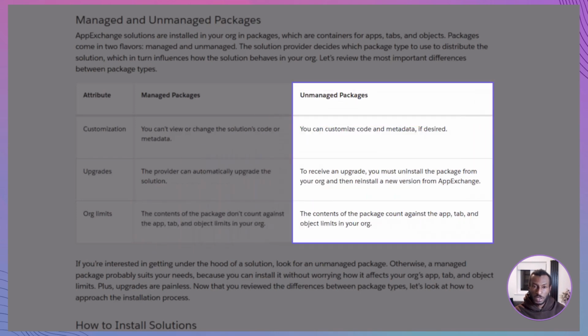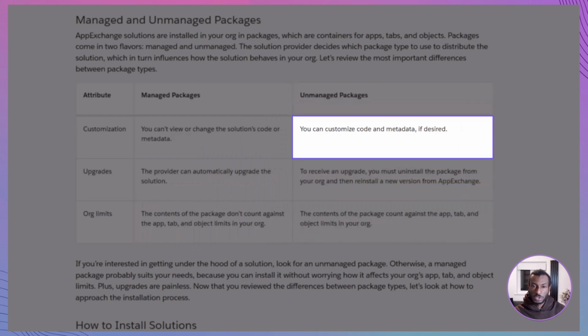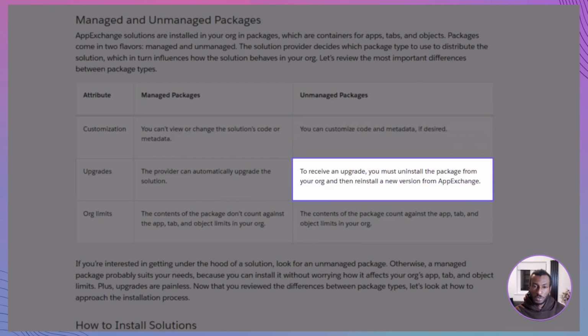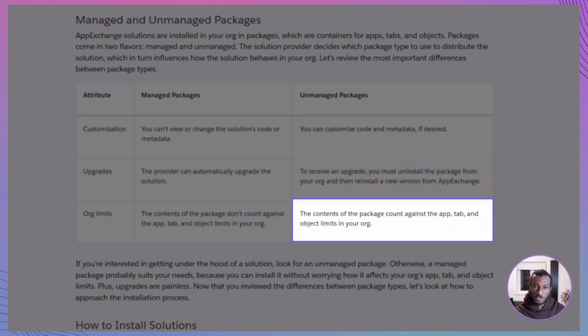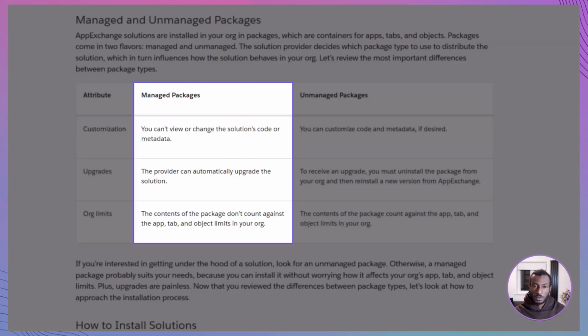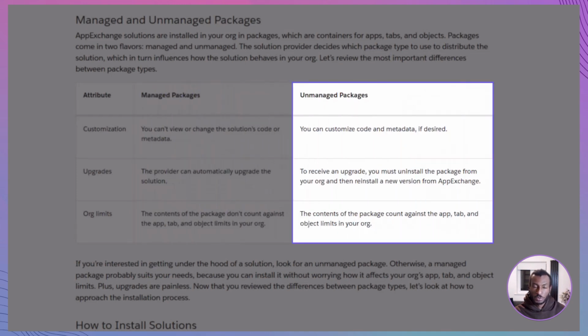Unmanaged packages. Everything's open. You can see and change the code or metadata as much as you like. Upgrades are manual. Updating usually means uninstalling and reinstalling a fresh version. They do count against your limits, so keep that in mind. Best for experimenting, learning, or building something custom. Bottom line, go managed if you want a polished, hands-off experience. Go unmanaged if you want to get under the hood and make it your own.